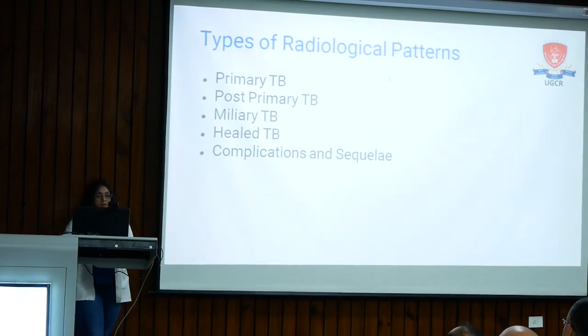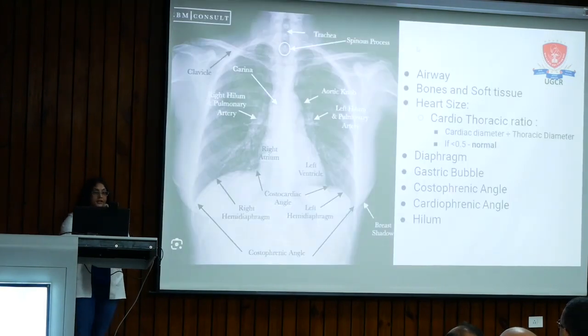Types of radiological patterns in tuberculosis. It presents itself as primary TB, post-primary TB, miliary TB, healed TB. Also, I forgot to tell you that if there is any shifting and deviation in the trachea, it also indicates a pathology. Right now, it is in its normal position.